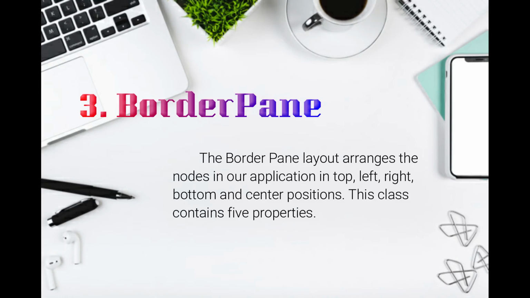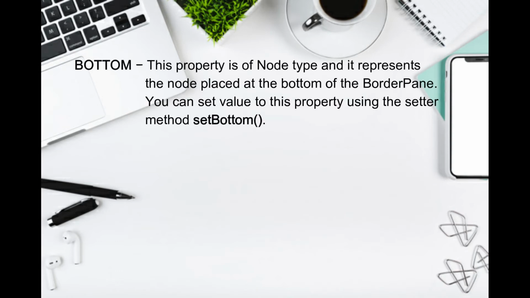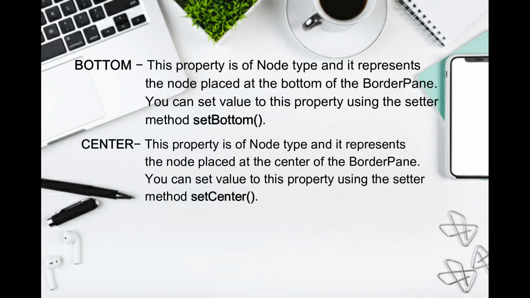BorderPane. The BorderPane layout arranges the nodes in our application in top, left, right, bottom and center positions. This class contains five properties. Bottom. This property is of node type and it represents the node placed at the bottom of the border pane. You can set a value to this property using the setter method setBottom. Center. This property is of node type and it represents the node placed at the center of the border pane. You can set a value to this property using the setter method setCenter.